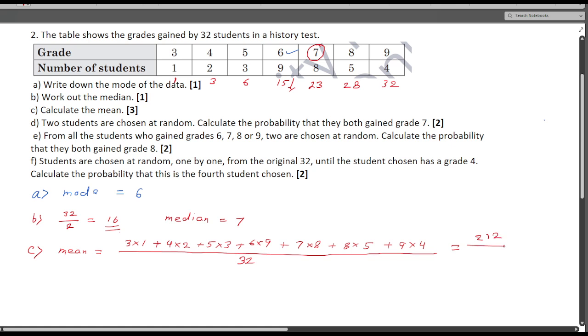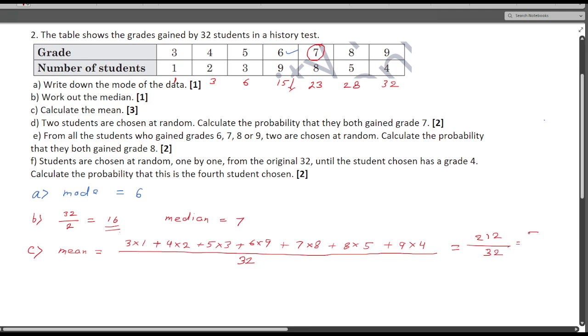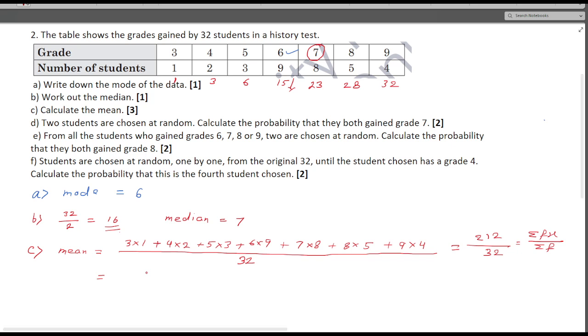So 212 divided by the total frequency, 32. If you want to write the formula, it is summation of f_i x_i divided by summation of f_i. What I'm saying is, it is summation of fx divided by summation of f. So this is equal to 212 divided by 32.